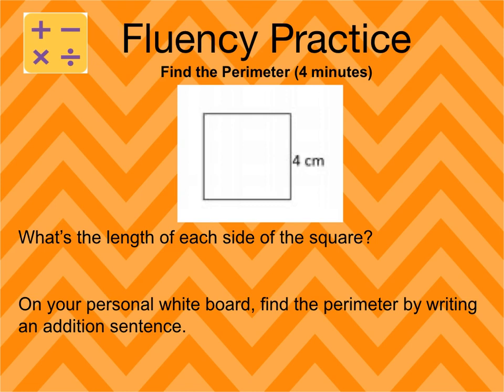Hey, here's your next shape. What is the length of each side of the square? Just remember, in a square, each side is going to have the same measurement. And then I want you to find the perimeter by writing an addition sentence. Go ahead and find that perimeter right now and type in your answer.